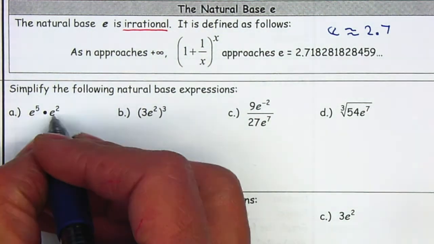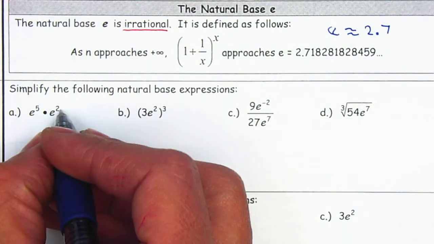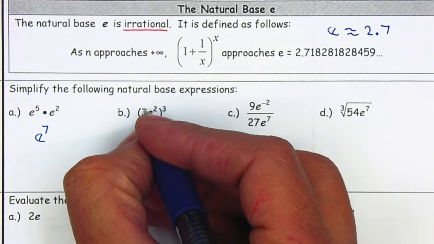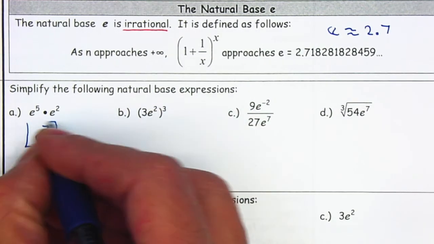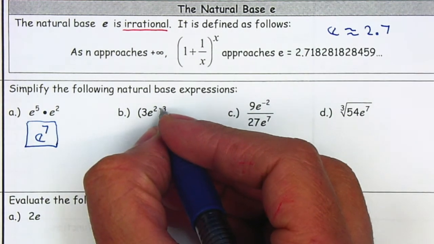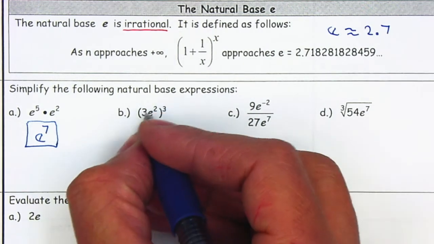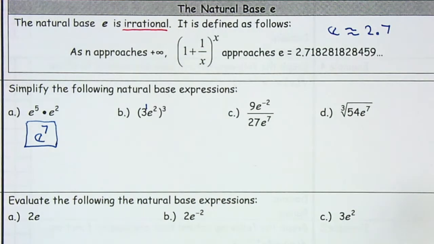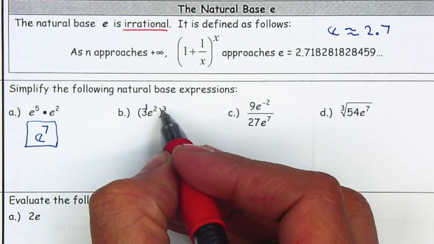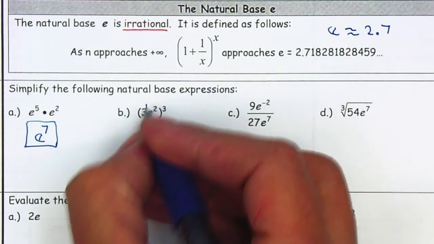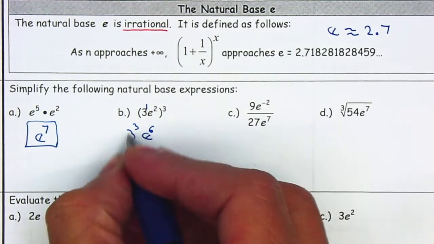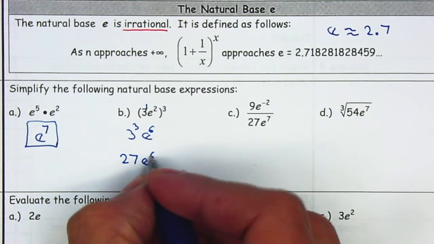So for letter A, we're going to add the exponents. So 5 plus 2 is 7. So e to the 7. And that's it. We just simplify. For letter B, you can think about multiplying the 3 times each one. The exponent for the 3 is a 1. Now, you can expand it 3 times just like we've seen before, or we can just multiply the exponents. 3 times 1 is 3, so 3 to the third power. 2 times 3 is 6. So that will give me 27e to the 6.